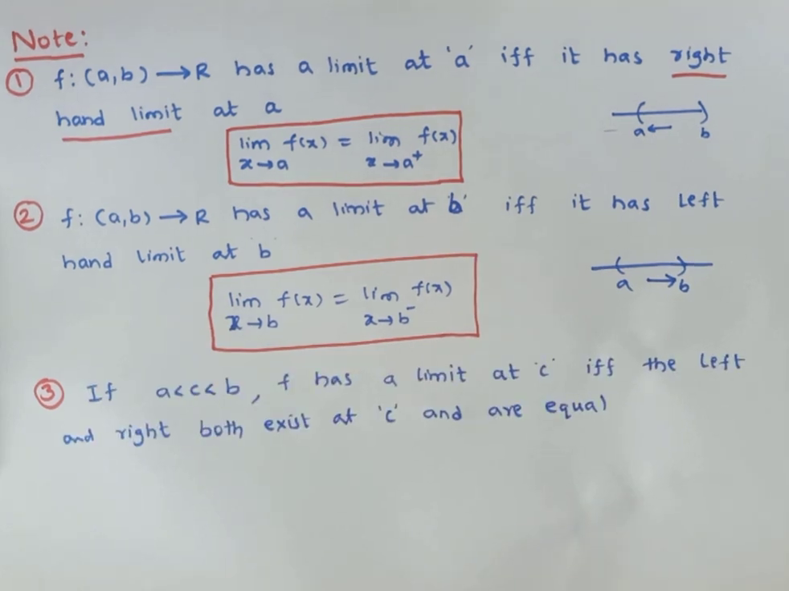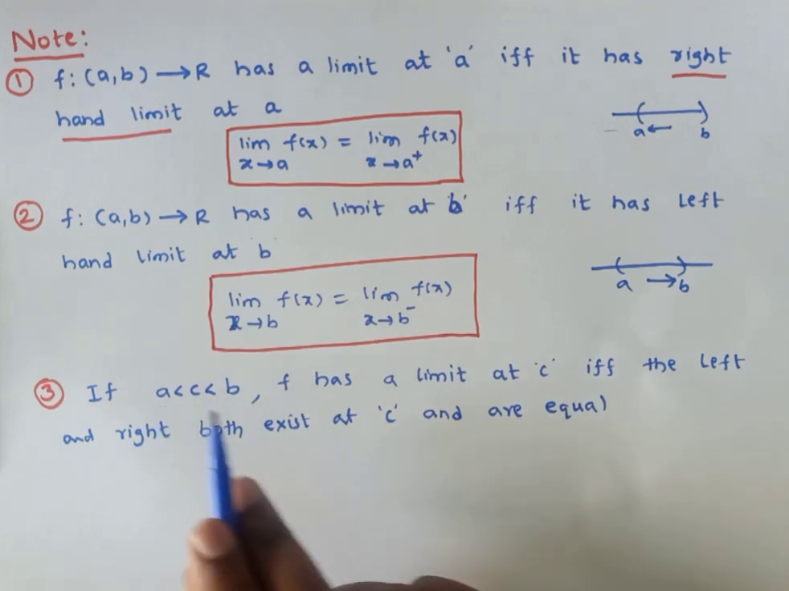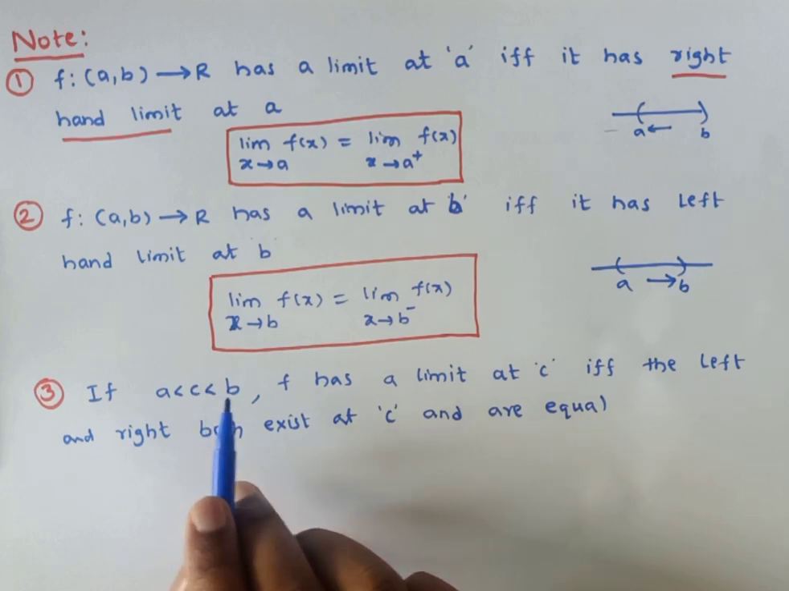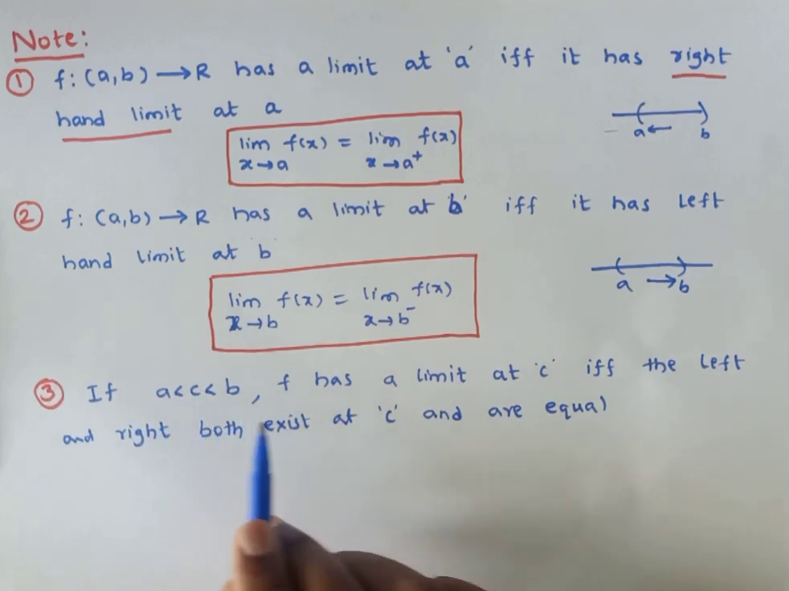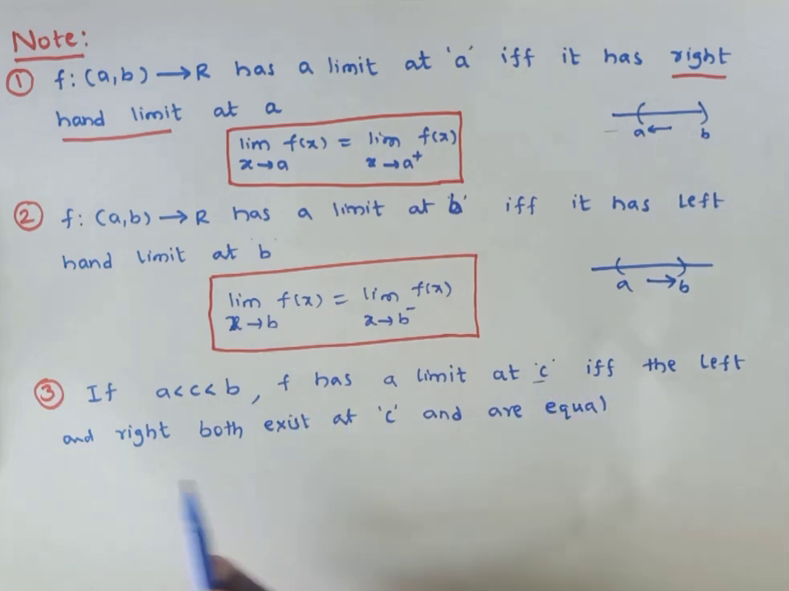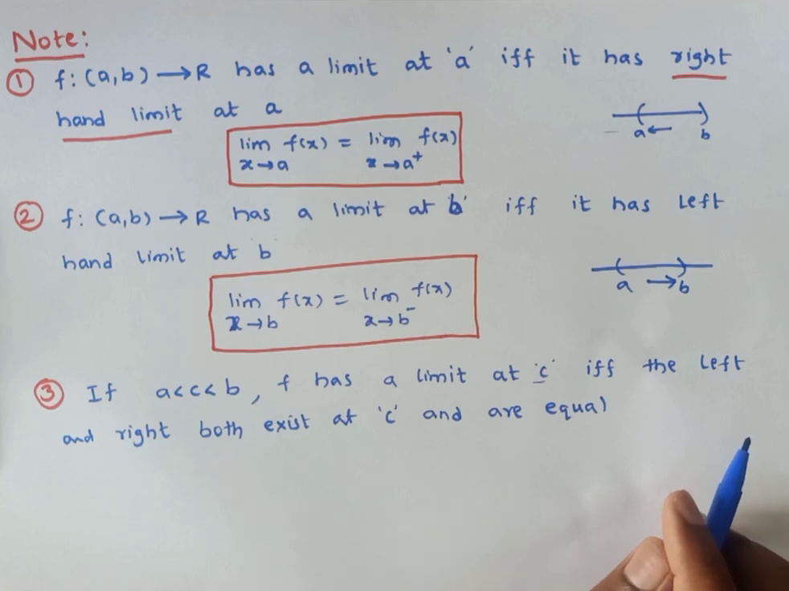So if c is a number between a and b, meaning the interior of a and b. Same function f from (a, b) to R, which is defined, and there is a point c between a and b. So the function f has a limit at c if and only if the left and the right limits both exist at c and they are equal. Then only the function has a limit at x equals c.